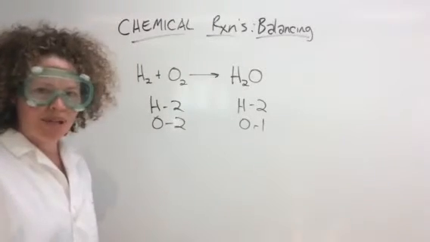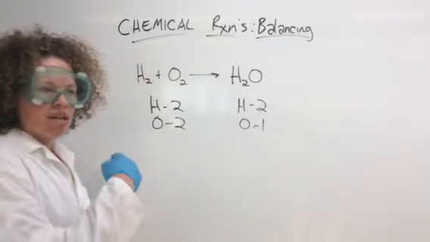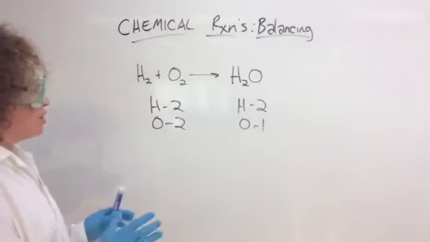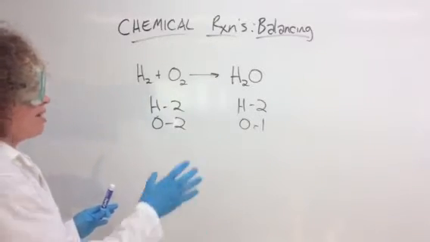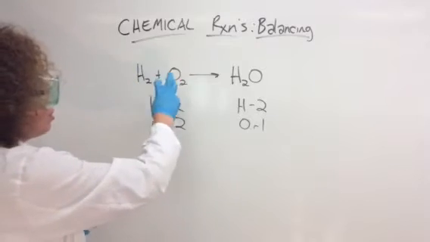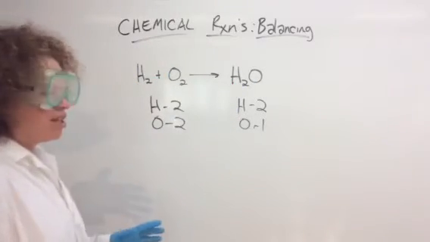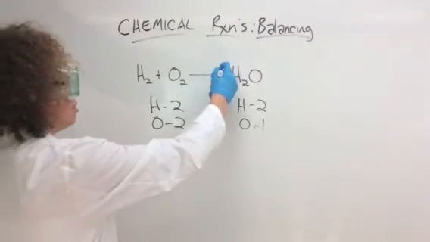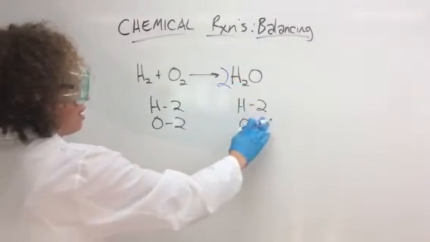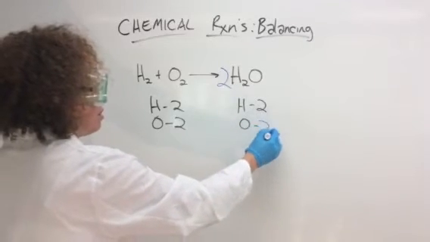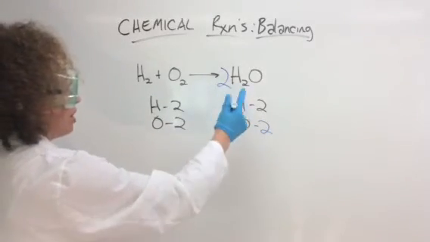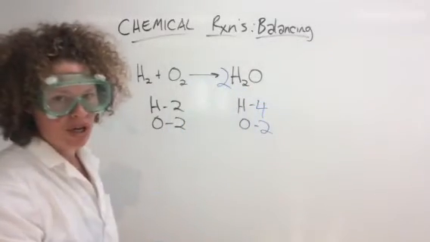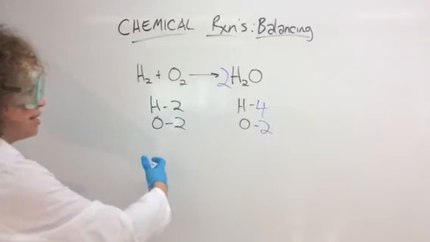So to count the pieces, we use coefficients. That's the big number in front. Now, to change that, I've got to go, okay, these guys are stuck this way. It's like they're little Lego pieces. They're stuck together. So I can't change them. All I can change is the amount of them that I have. So I know I need two of these guys. Now that's going to change the oxygen to 2, but it also changes the hydrogen to 4, because I have two H2s. So then I have to go back to this side of my equation.